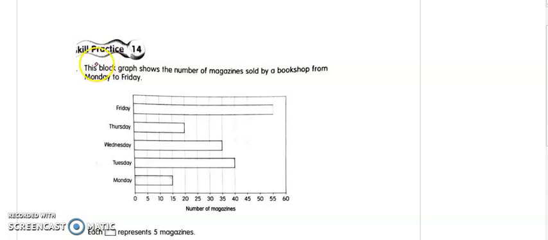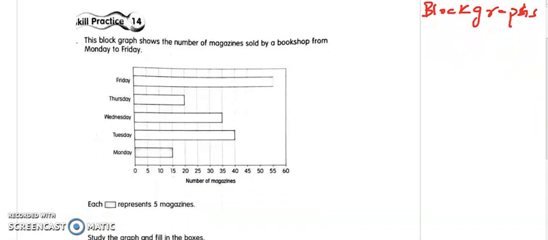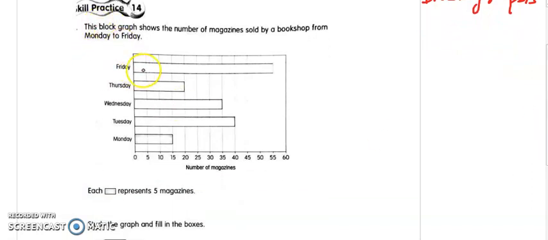And in this video lecture, we are going to complete the skill practice. Let's begin. This skill practice is about block graphs that we have already taken in detail, about all types of block graphs, like horizontal and vertical ones. Right now, one block graph is shown here. You can look at this block graph. This one is a vertical block graph.